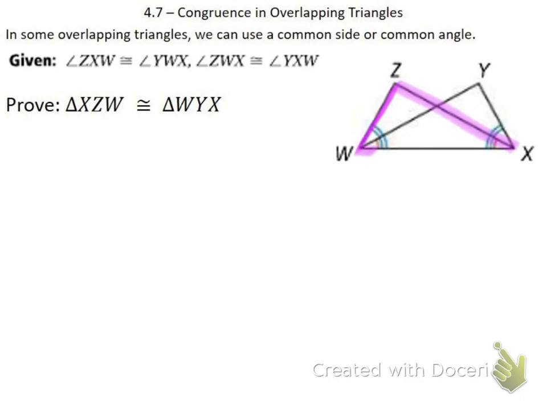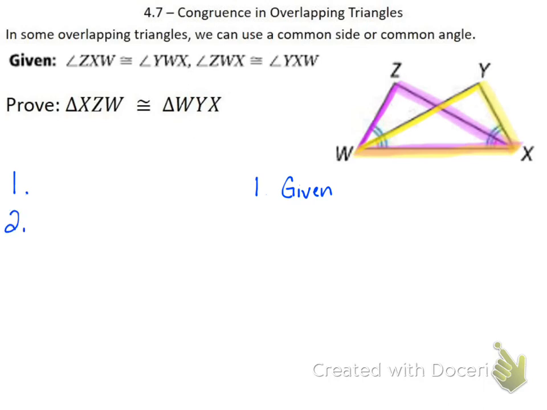So with this problem right here, I want to prove that XZW, this triangle right here, is equal to WYX, that triangle right there. Again, my first step is my given statement. My given statement already has two things equal, so I just have to find one more thing.